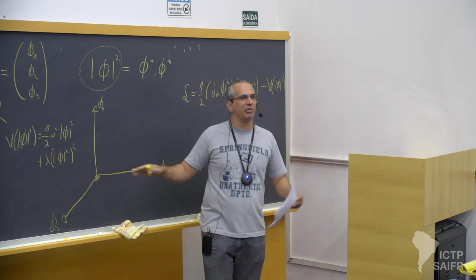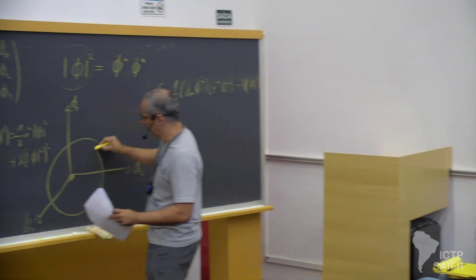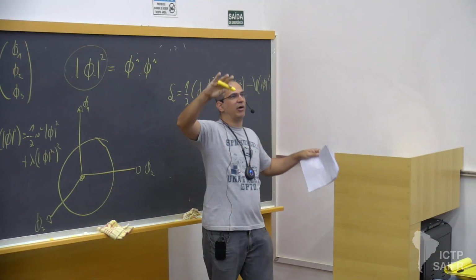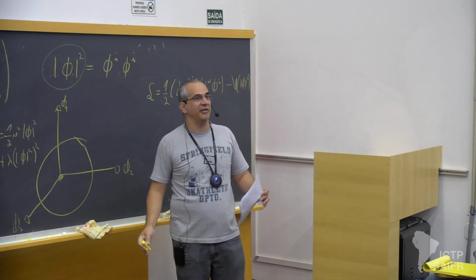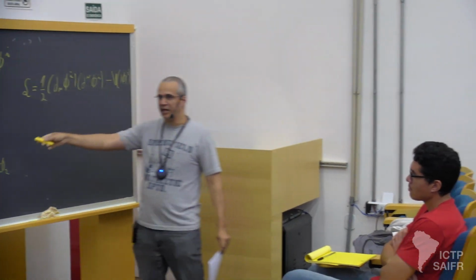The minimum will be a sphere. Everyone can see that the minimum will be a sphere around the origin here. In every direction that I go, it will first go down and then go up. I cannot draw the potential because I would need a fourth axis here. I cannot draw it, right? But you can see clearly that now I can choose a vacuum at any point in this sphere.